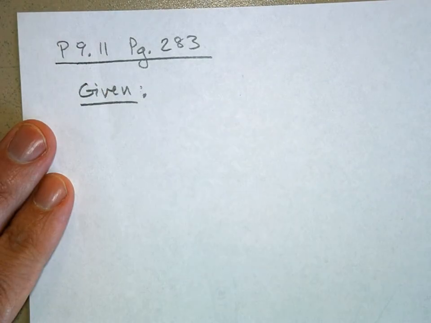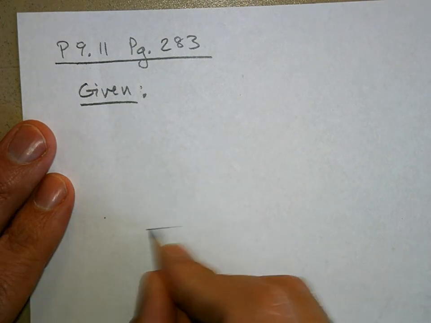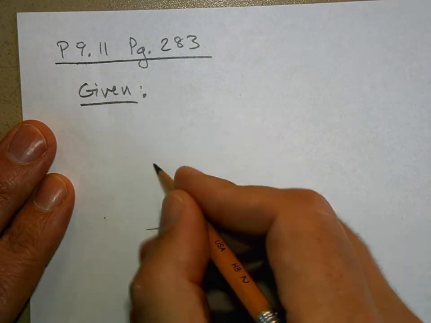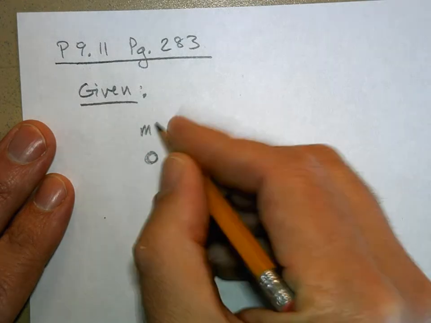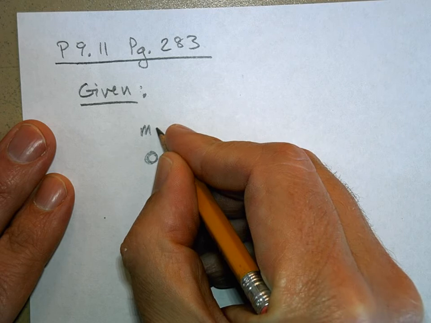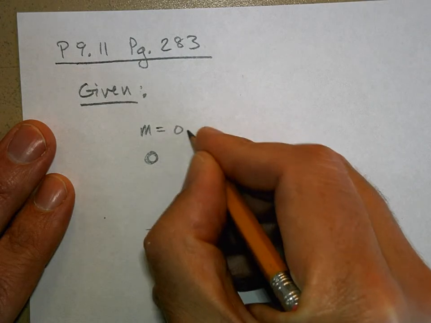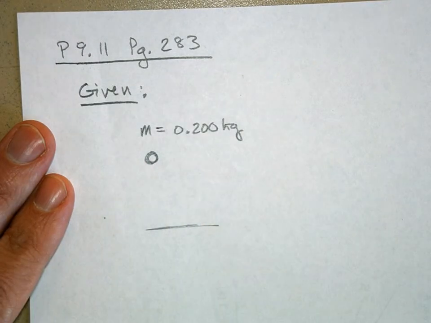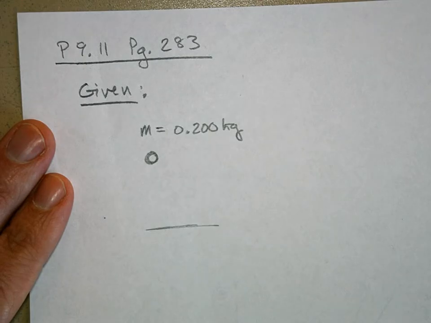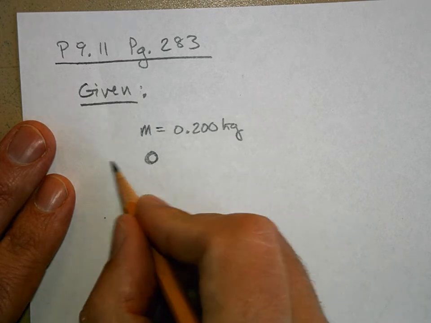So we've got the ball. Here's home plate, but it's crossing home plate. So here's the ball, and the mass is equal to 0.200 kilograms, right? And it's going 15 meters per second at an angle of 45 degrees below.